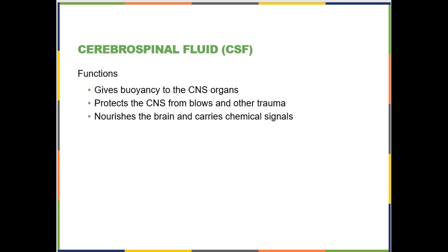What do we want to know? More importantly, what does cerebrospinal fluid do? It provides a certain amount of buoyancy for your central nervous system organs, which then protects them from blows and other trauma. And then it also helps nourish the brain. And because it also plays a role, this is relatively new stuff, in draining what I am going to call metabolic byproducts. Because that's really what they're talking about.